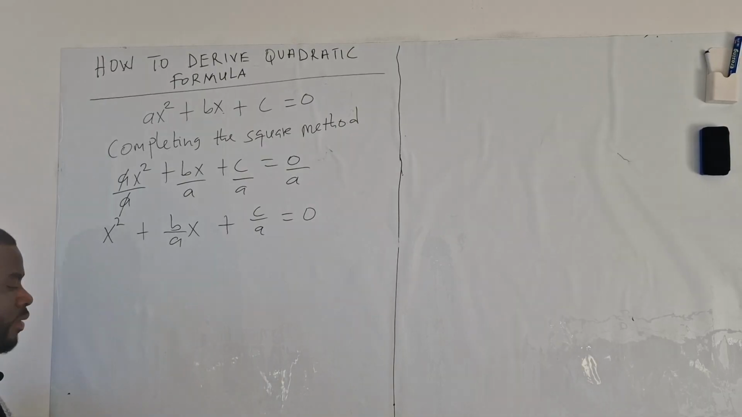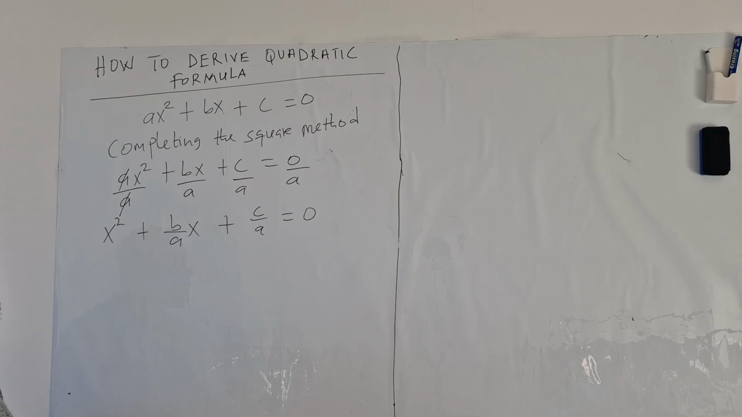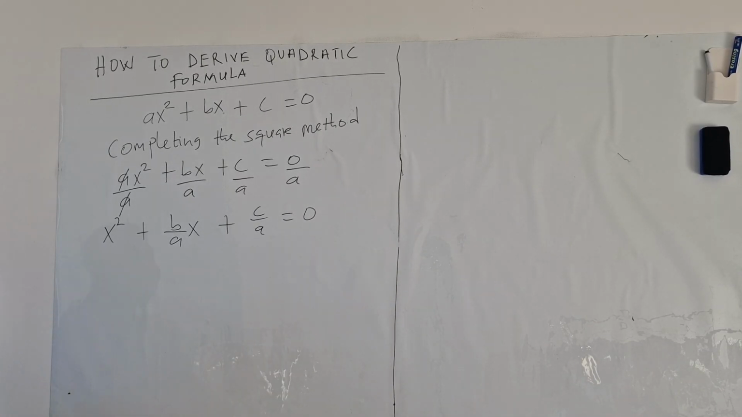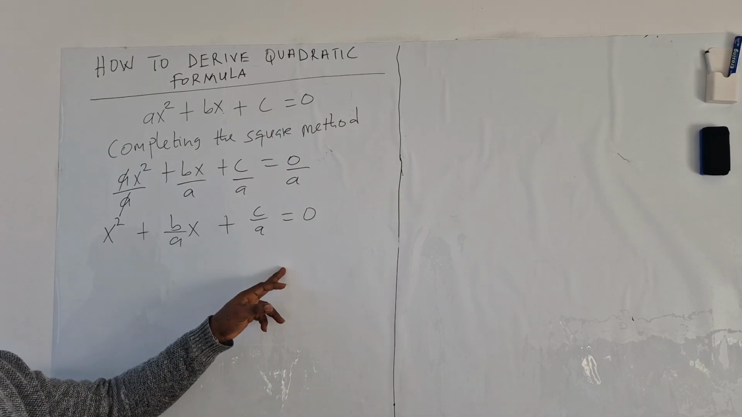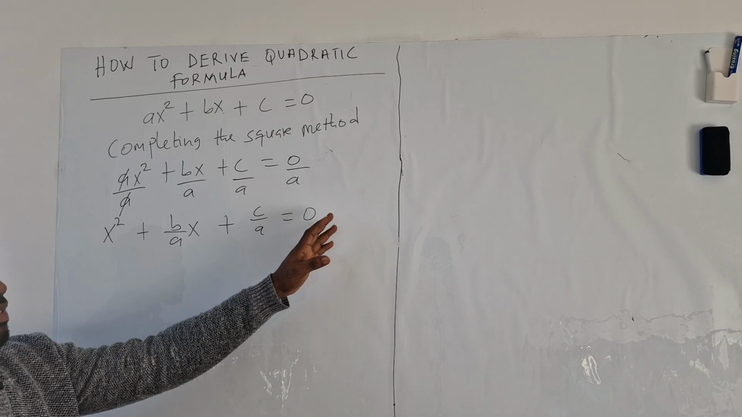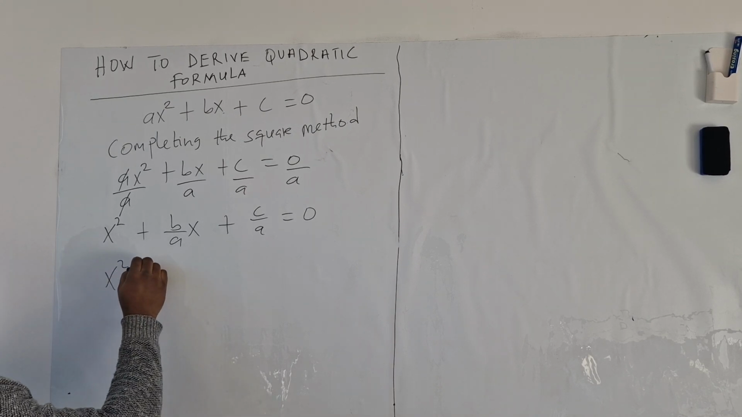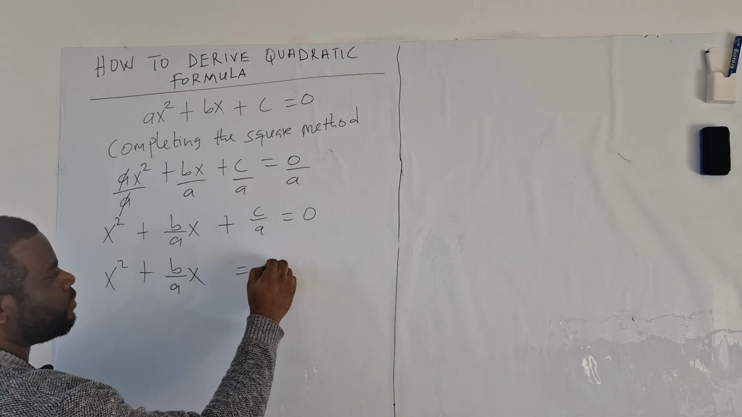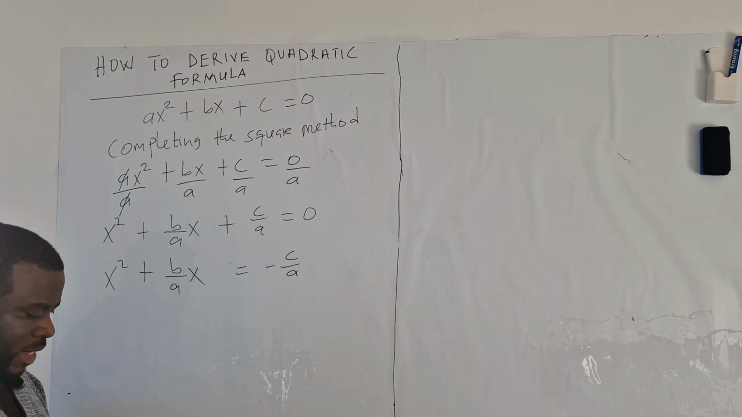Good. Now, having made the coefficient of x squared to be 1, the next thing to do here is to take the constant term to the right side of the equal to sign. The constant term, we mean the term not attached with x, and that is c on a. And because it's positive here, as we move or transpose it to the right side of the equal to sign, it becomes negative. So we are going to have x squared plus b on a x equal to minus c on a.